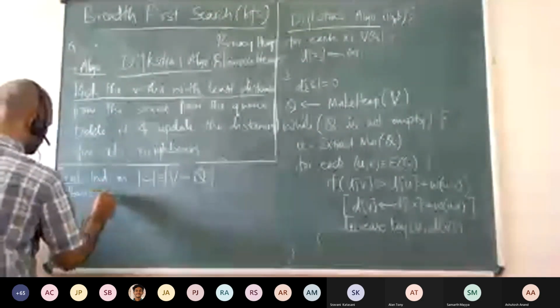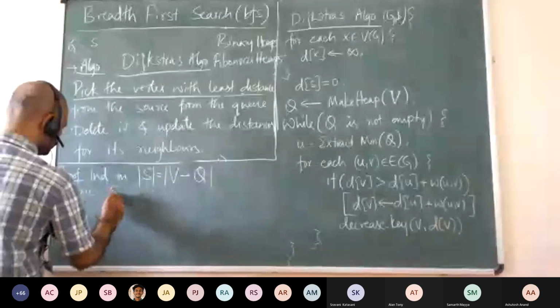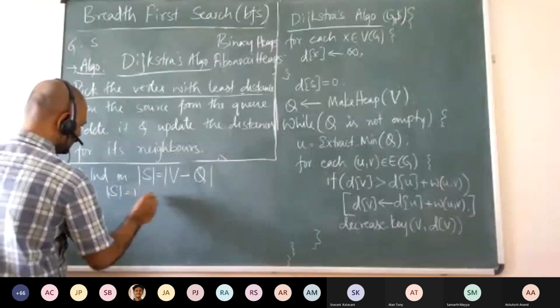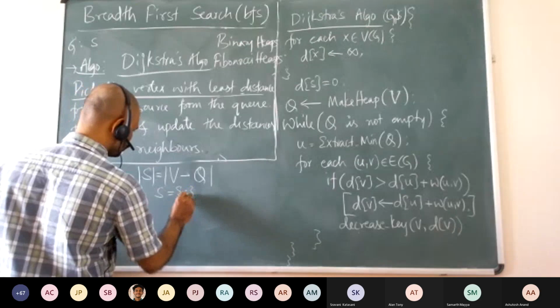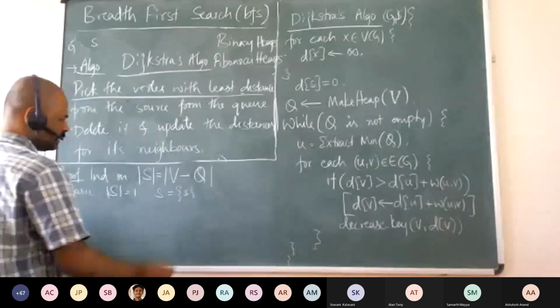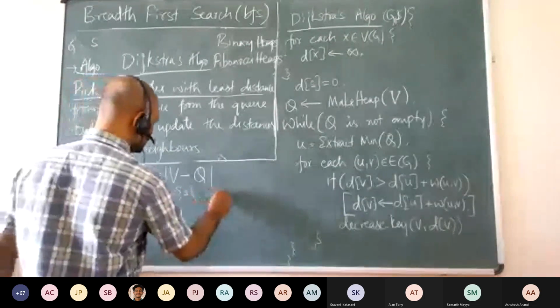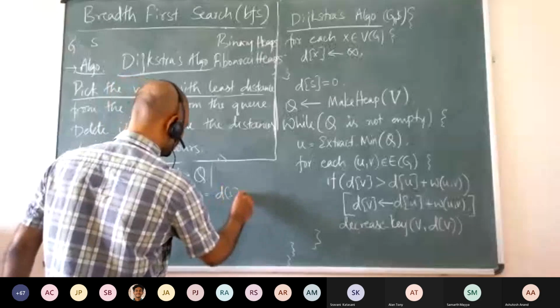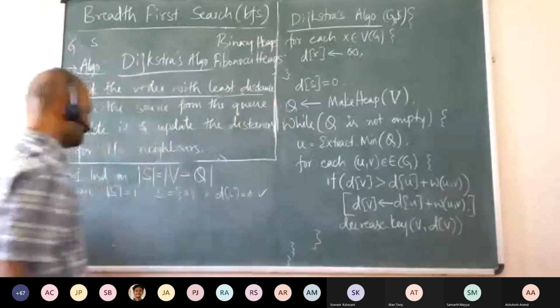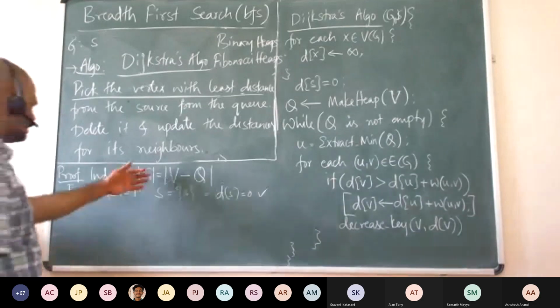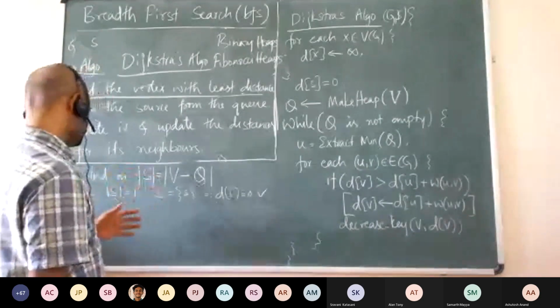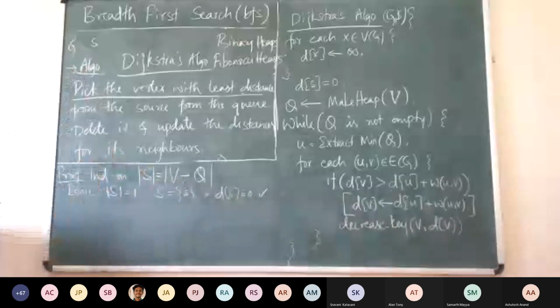When S is equal to 1, the set will be just the source, small s, and its distance is set correctly. D of S is anyway 0 and it is set correctly. Now assume it to be true for all sets S of size at most k.